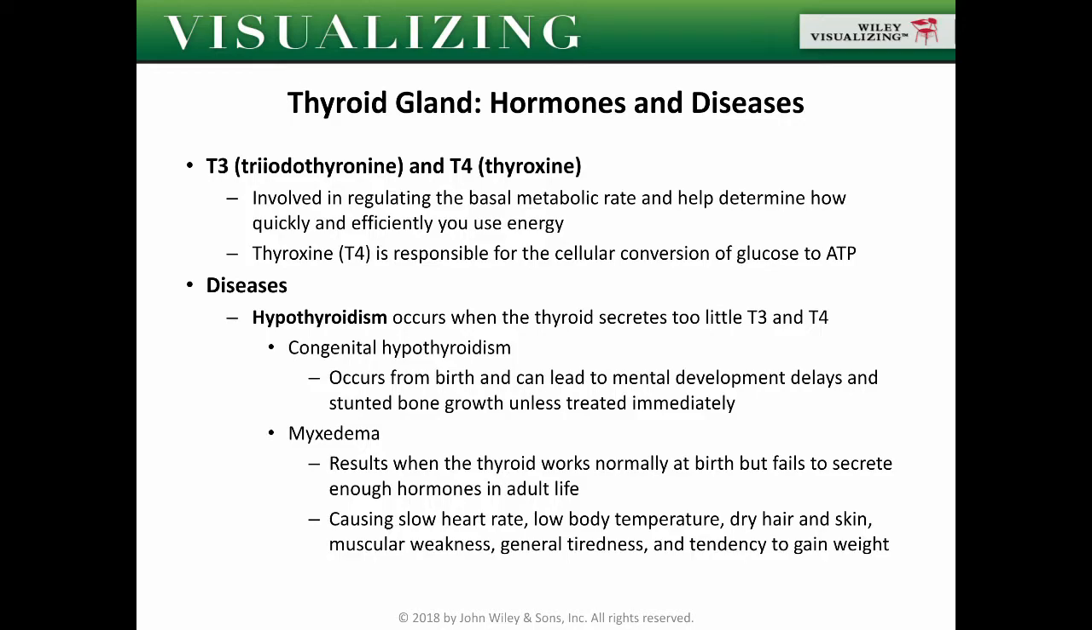Now, a disease affecting the thyroid gland is hypothyroidism, where hypo means low. This occurs when the thyroid secretes too little T3 and T4. We have congenital hypothyroidism, which occurs from birth. We say congenital because these are usually diseases observed at the time of birth. This can lead to mental development delays and stunted bone growth unless treated immediately.